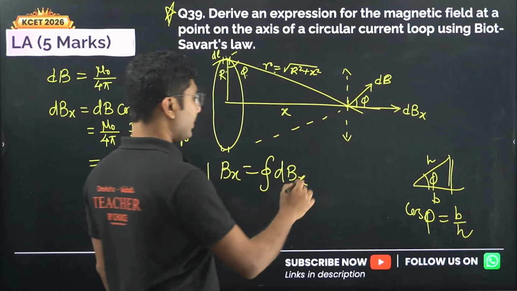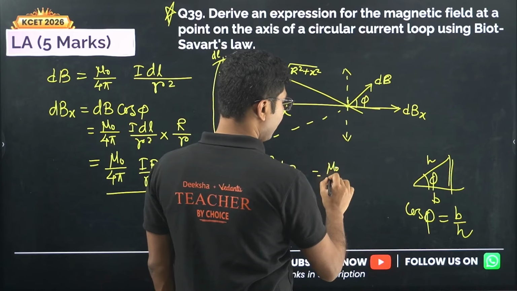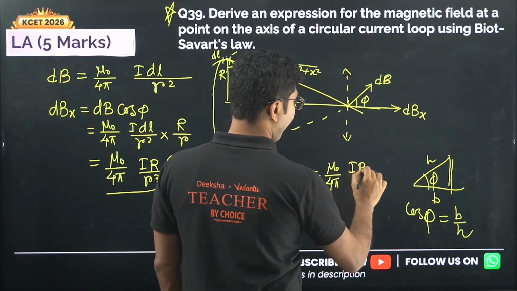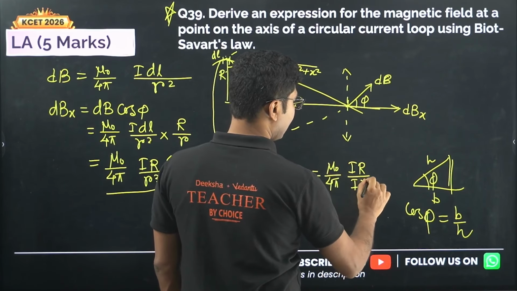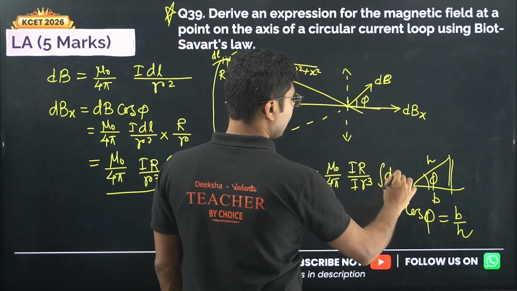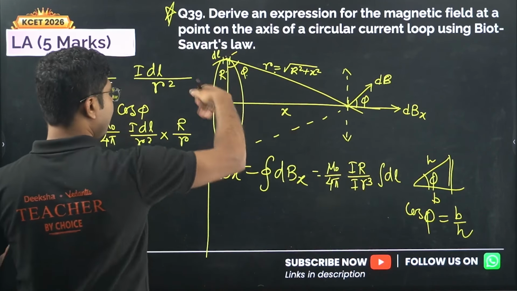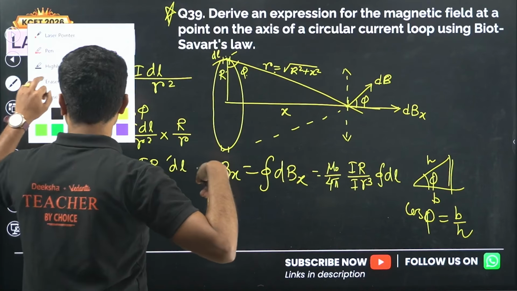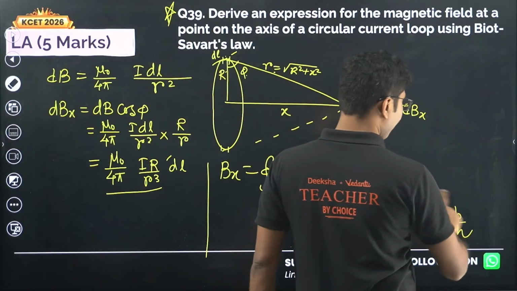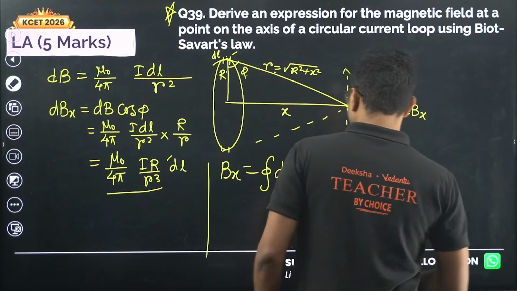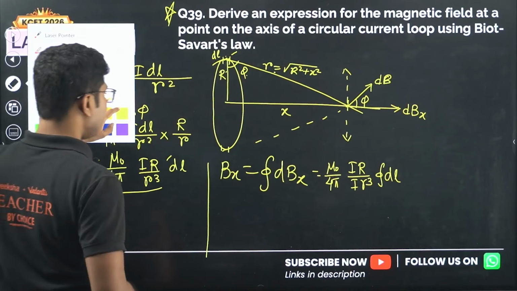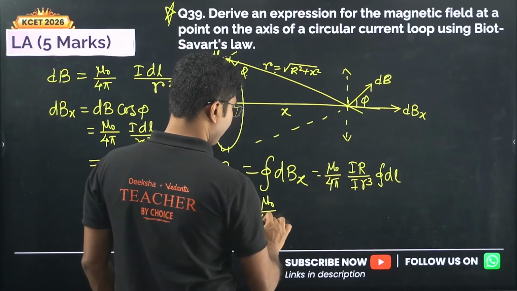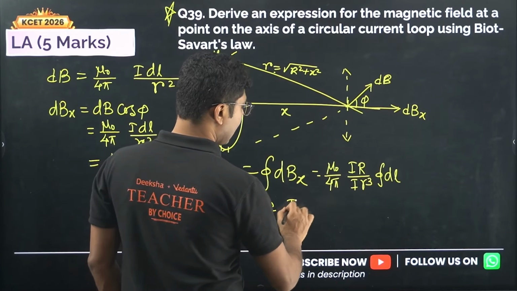So you can write over here mu naught by 4 pi, I R by r cube, integration dl. What is integration dl? If you add up the small dl, you will get the circumference of a circle. Circumference of a circle means 2 pi r. That's it. Nothing, no rocket science. So this will be mu naught by 4 pi, I R.